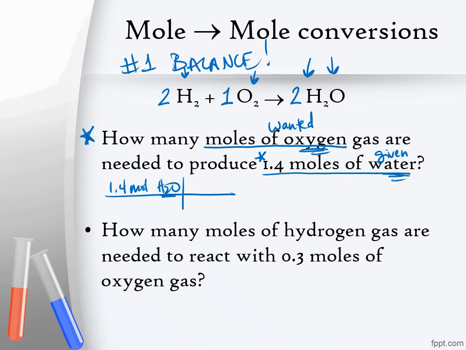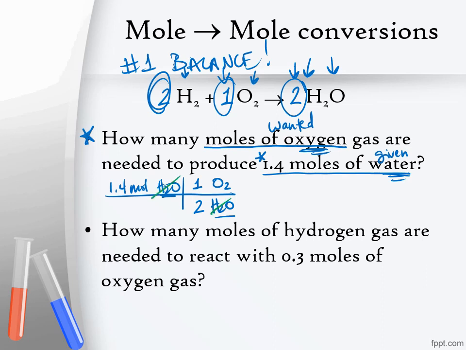I've got water on the top. I'm going to put water on the bottom. I want to flip my water into oxygen. I'm going to put oxygen on the top. I'm going to use the numbers, the coefficients from my balanced equation, in order to do these calculations. So I've got H2O. I've got a 2 in front of my H2O. I'm going to put a 2 there. I have a 1 in front of O2. I'm going to put a 1 here. So now top and bottom, H2O cancels out.